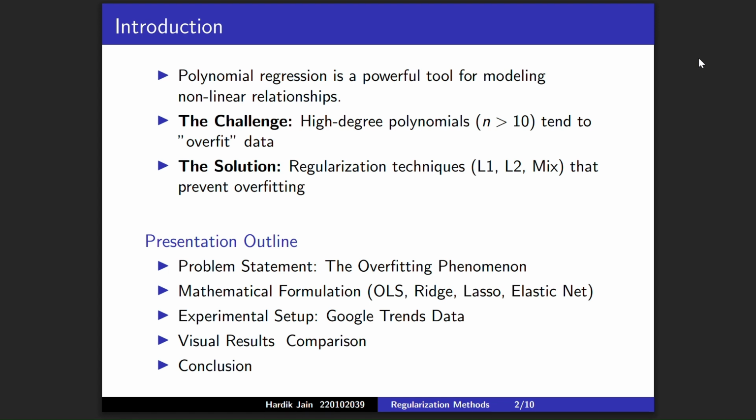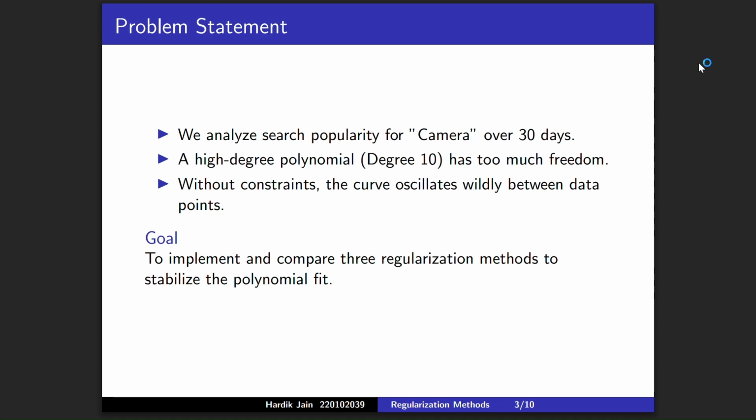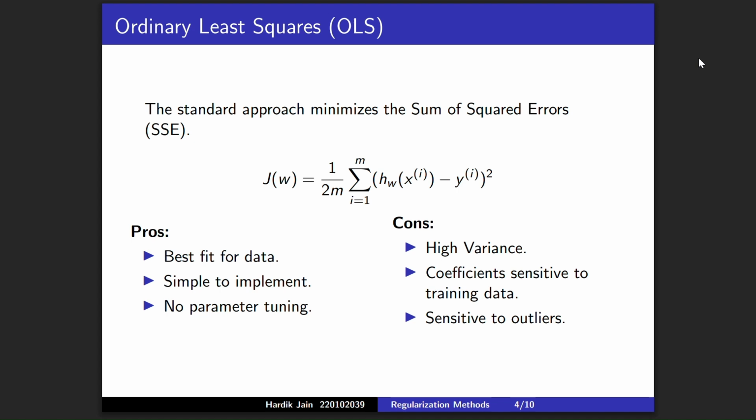So we'll be discussing three regularization techniques in addition to the normal least square fitting over the Google Trends data of search term camera, and we use a degree 10 polynomial to fit the data. The normal approach is the ordinary least square, where we minimize the error between the estimated term and the given data, and we obtain the coefficients. But the issue is the coefficients are very large and they are sensitive to training data, so they overshoot in any other point. But the pros are it is the best fit, offers the least error, and it is very simple to implement without any tuning.